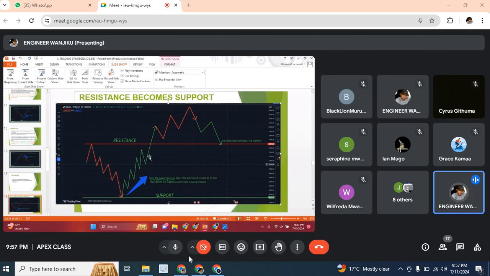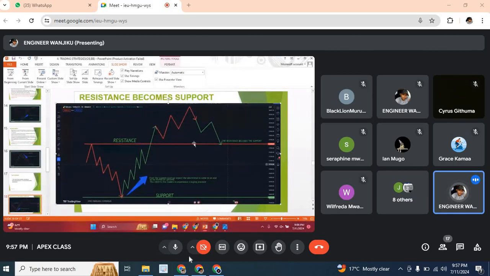But what if the buyers are strong enough and they break through the resistance zone? The point at which the market breaks through the resistance, that is what you call a flip zone. The moment the resistance has been disrespected, it stops being called the resistance zone and becomes the support. Now the resistance has shifted to this zone up here, and this became our support.